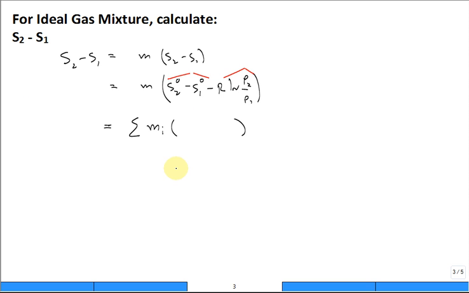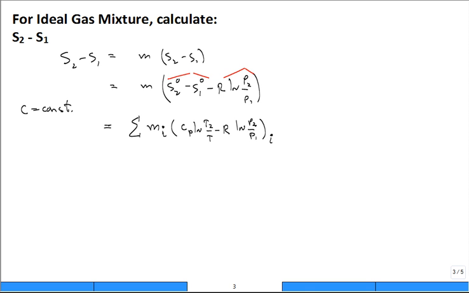Now the other thing we want to do is say constant specific heats. Otherwise you can still do it, but you have to go into the tables and it's not as simple to write. So I'm going to write Cp natural log of T2 over T1 minus R natural log of P2 over P1 for the component i, and then you sum them up over all the i's. True? Do you like that equation? Look good?